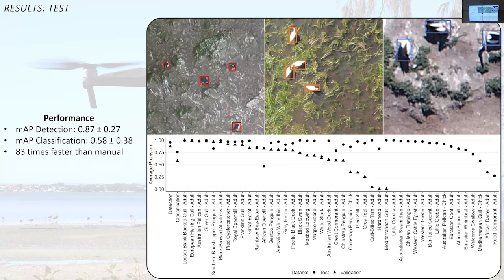So this plot down the bottom shows the average precision for all the different classes that we have. You can see for some of the species on the left-hand side of that plot, like lesser black-backed gull, European herring gull, Australian pelican, we have really high performance, both for the test set and the validation set. And then up the top, we just have some examples of the outputs of the model.